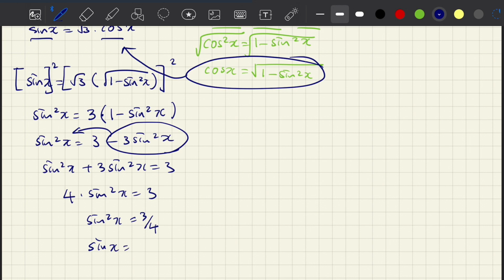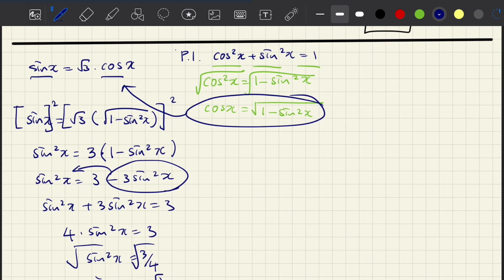Sine square x is the same as 3 over 4, and sine x is the same as plus or minus square root 3 over 2, because I can square root both sides, right? And this means sine x can be square root 3 over 2, or sine x can be negative square root 3 over 2. Okay, to have the sine as a positive value, we need to have it in the first and the second quadrant. To have the sine as a negative value, we need to have it in the third and the fourth quadrant, right?